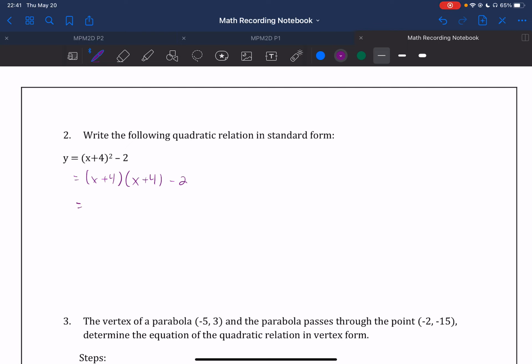So what we're going to do is we do the first bracket, so x times x, x squared. Outside, x times 4, so plus 4x. Inside, 4 times x, so plus 4x. Last, 4 times 4, plus 16. And we still have that minus 2. We're going to bring all of our information together. We get x squared plus 8x plus 14. And now we've just gone from vertex form to standard form.